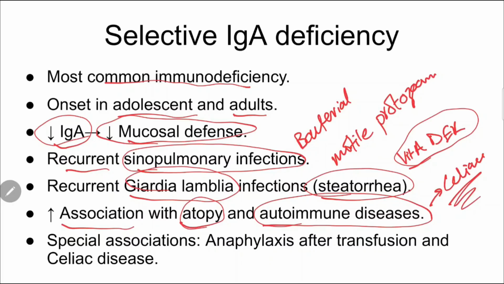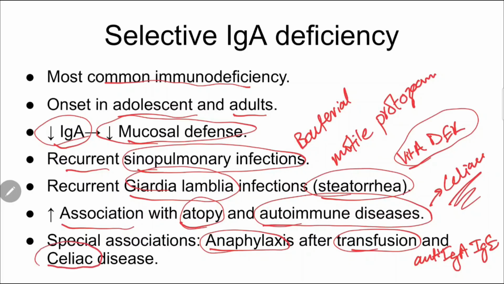So two special associations that you should know: these patients can develop anaphylaxis after transfusion of blood. And I've talked about this in my previous lecture. What basically happens is that these patients develop what is known as anti-IgA antibodies, right? And it's because of these antibodies that they are targeted against the donor's IgA. So if the donor's blood contains IgA, that can lead to an anaphylactic reaction in these patients. Plus, they also have celiac disease association.